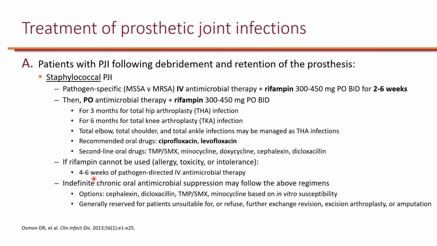Now, for patients who need indefinite chronic oral antimicrobial suppression, the options include, oral options I should say, include cephalexin, dicloxacillin, trimsulfa, minocycline based on in vitro susceptibility. And this may be necessary for patients who cannot get arthroplasty or amputation, either because they're unsuitable or because sometimes they refuse to get amputation or arthroplasty. And I should emphasize that rifampin monotherapy is not recommended. It is never appropriate to use rifampin monotherapy for staphylococcal infections, because when we use rifampin as monotherapy, staphylococcus develops resistance to rifampin very quickly.